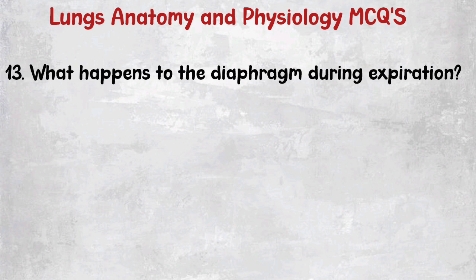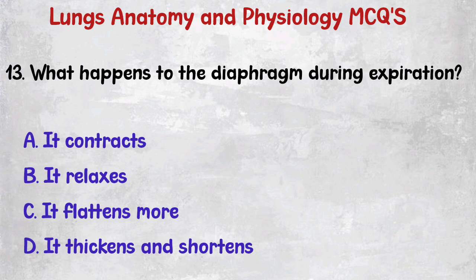Question number 13. What happens to the diaphragm during expiration? We have A. It contracts, B. It relaxes, C. It flattens, and D. It thickens and softens. The answer should be B, which is it relaxes. Remember, we talked about how the diaphragm contracts during inspiration to create negative pressure.